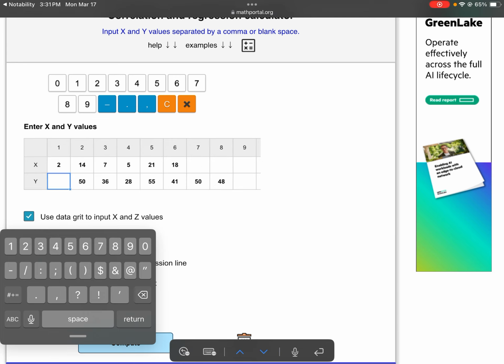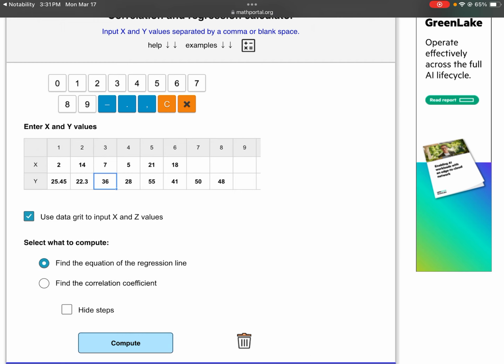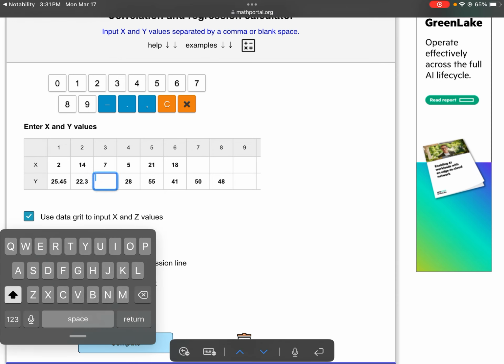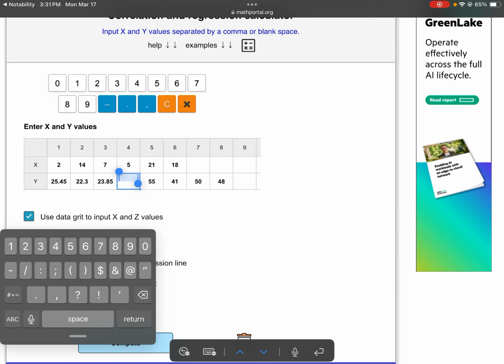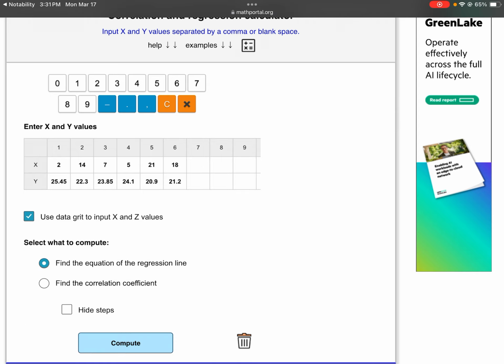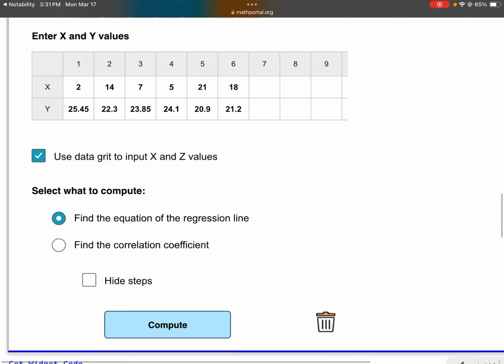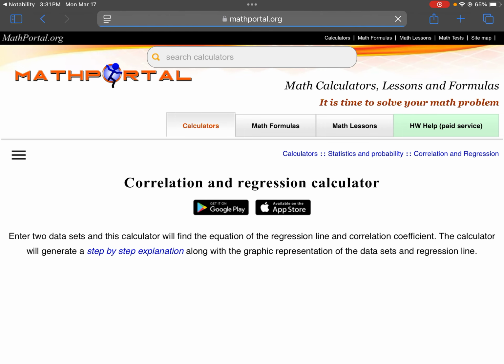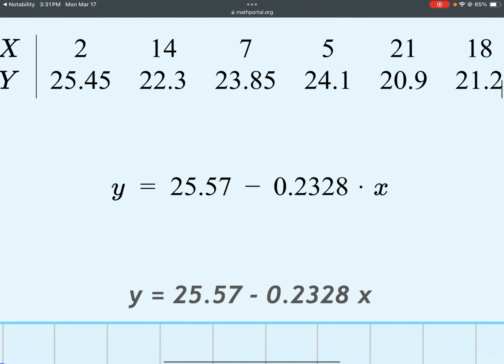This bottom one will be 25.45, 22.3, 23.85, 24.1, 20.9. The last one is 21.2. Let me get rid of these. Okay, so if it asks for the equation of the line of best fit, you could click on the regression line, click compute, and voila, here it is, right there.